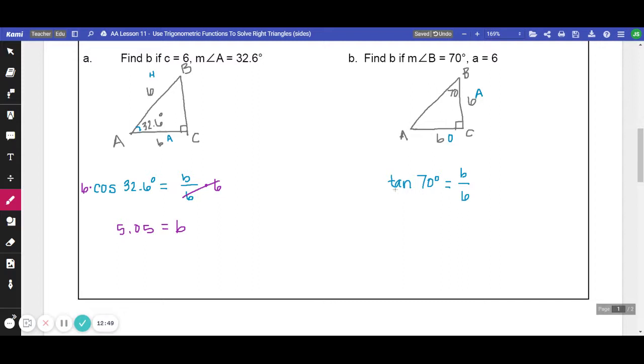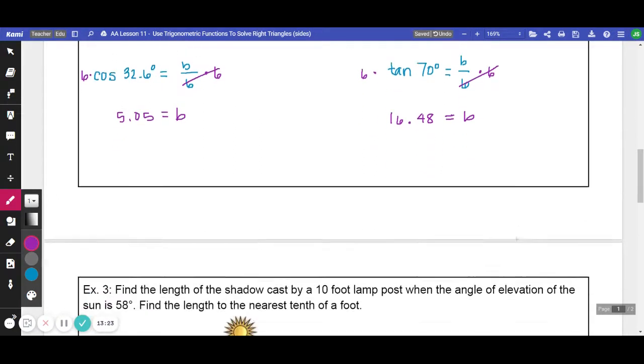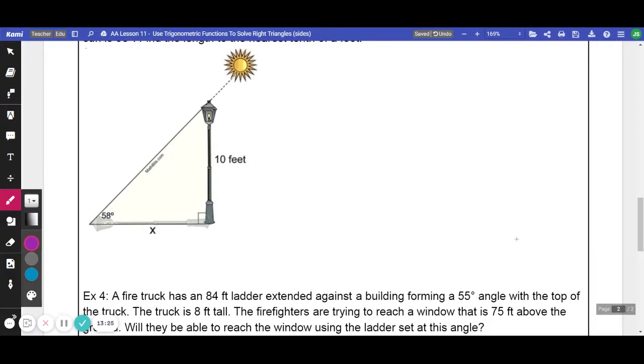Okay, so again, you can do decimal first and then multiply by the 6, or you can multiply by the 6 first and then enter the whole thing into your calculator at one time. Six times the tangent of 70.